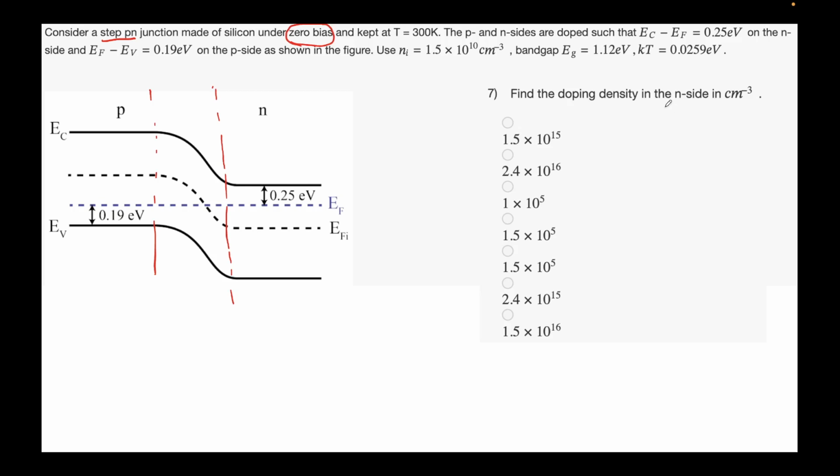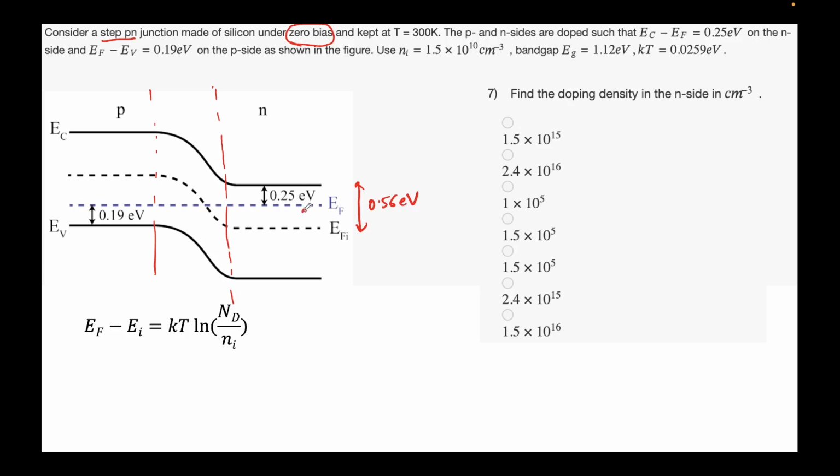Now in fact, this is not even a problem of PN junctions. On the N side, if you are given EF from EC, you can find the doping. I think we did that in week 2 or week 3, I forget. So what's the formula? EF minus EI is equal to KT ln Nd over Ni. EF is the Fermi level, EI is your intrinsic level. The Fermi level has been given 0.25 below EC, and the intrinsic level is at Eg by 2, which will be 0.56 eV.